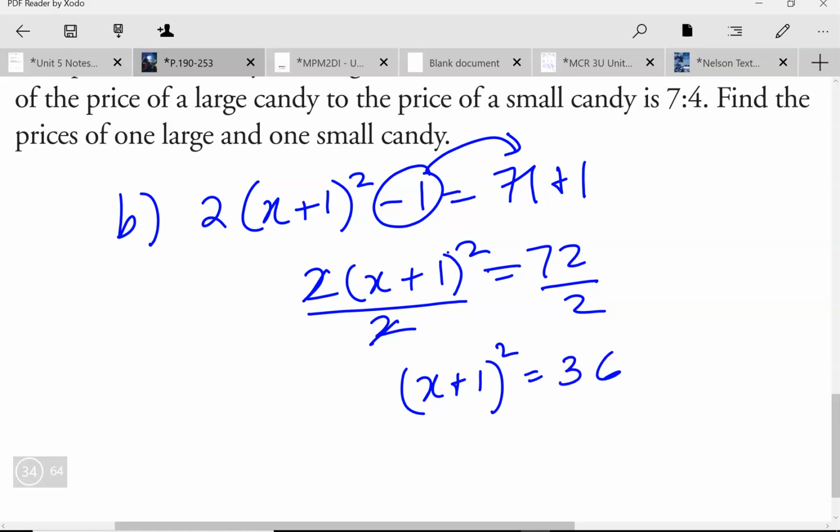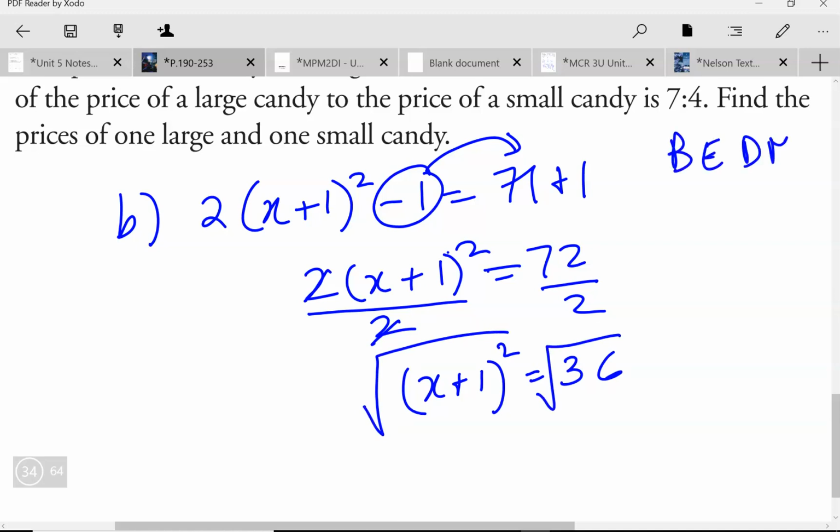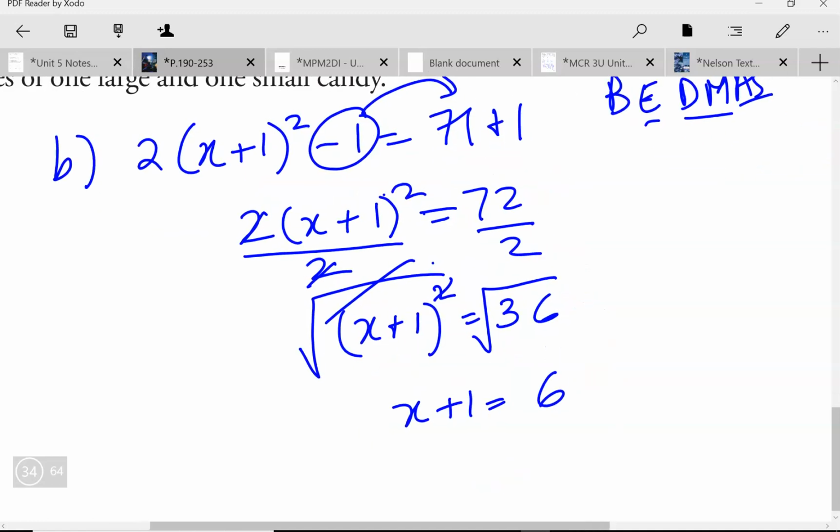And then now I take the square root because next comes the exponent, right, in reverse BEDMAS. So first I did addition, subtraction, then multiplication, division, then exponents. I'm doing exponents right now. So the square and the square root get canceled. I have x plus 1. And square root of 36, we'll just say 6, even though it's technically also -6. But we'll just say 6 for now.